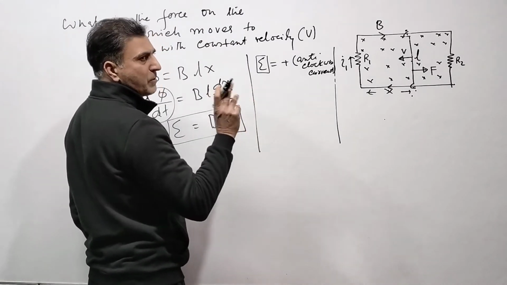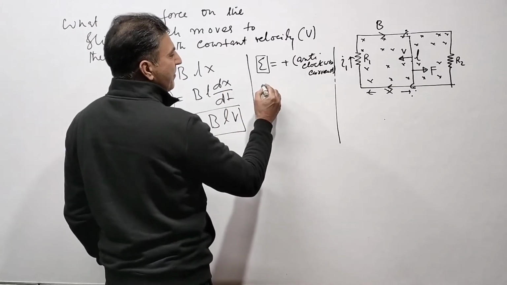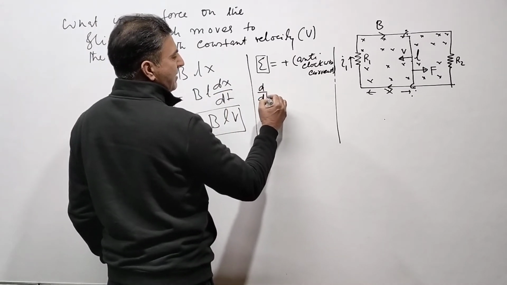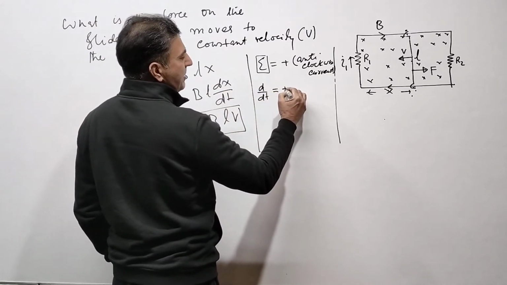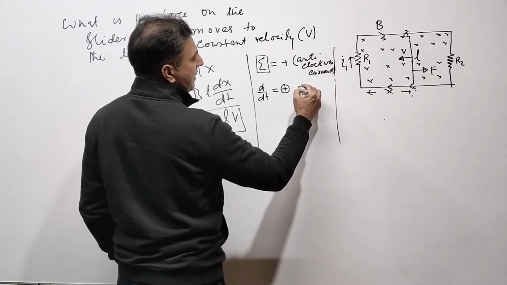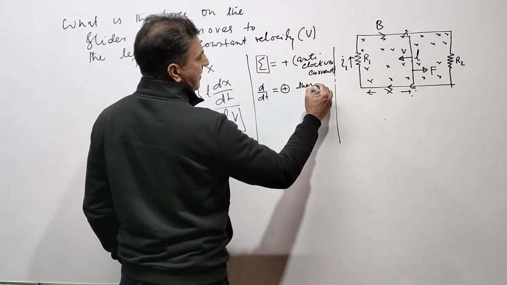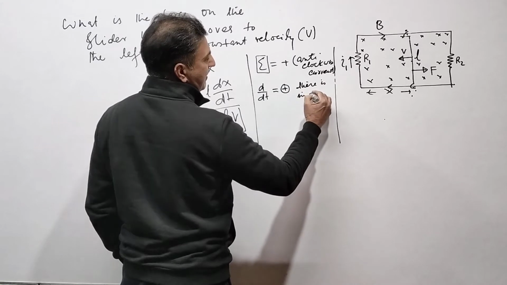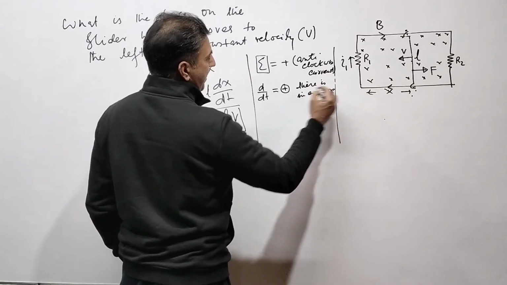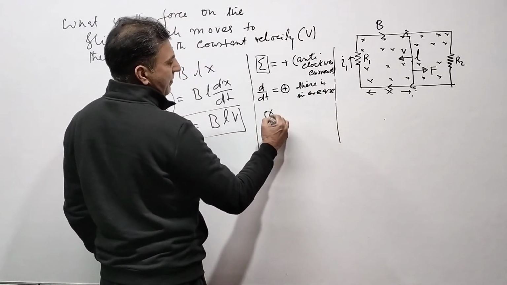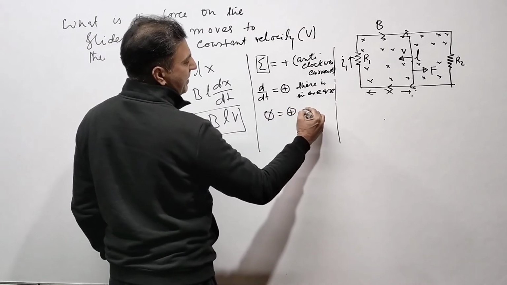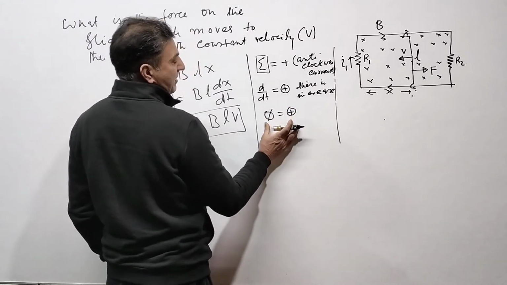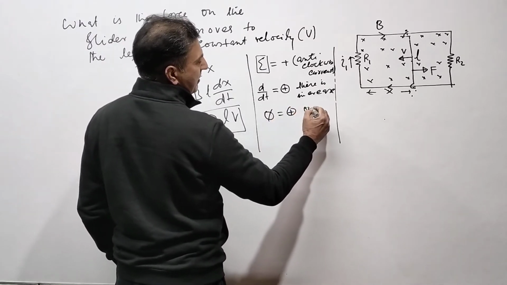But for that, you have to remember certain things. dΦ/dt is the change in flux. If it is taken as positive, there is an increase in flux. Now, flux itself should be taken as positive if it is inwards. Flux should be taken as positive if it is outwards.